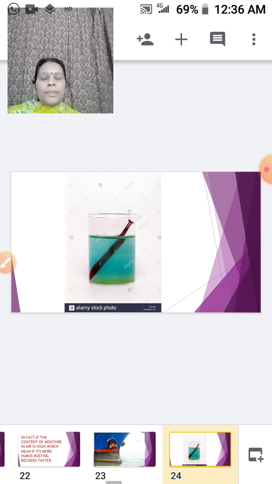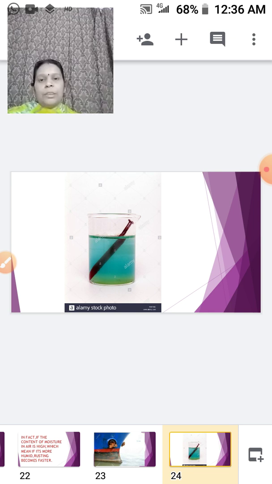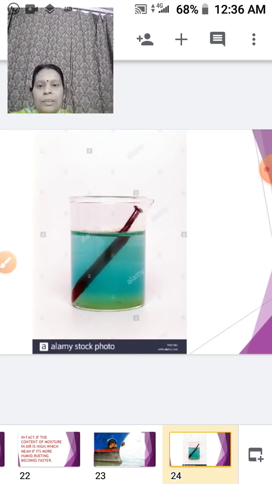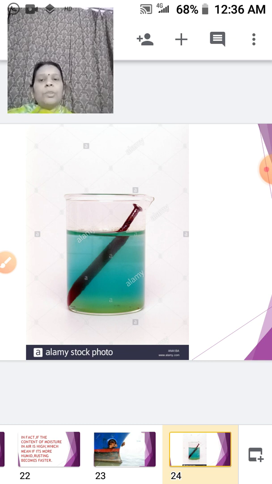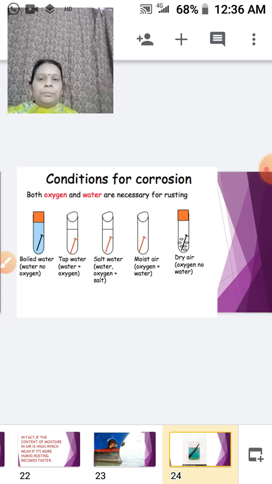Here again you can see, when this nail was left in the copper sulfate solution, slowly you can see the change in the color of the water. That means slowly it is changing into iron sulfate. So here the changes happen, and the nail is becoming brown in color.